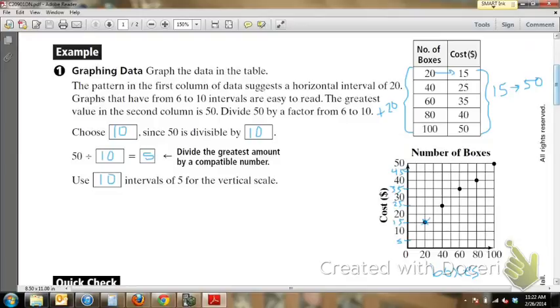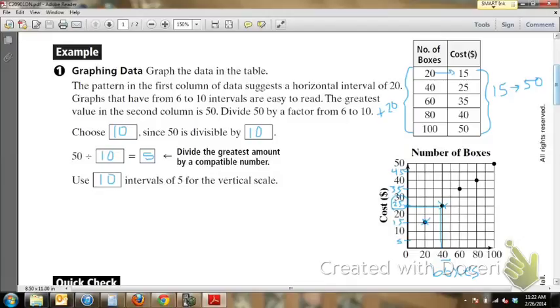20 boxes is $15. 40 boxes, so I go over to 40, is $25. Here's 25, and those two meet right here, so you put a dot where they meet. Okay, so you just put dots where the two numbers match up. And that's it. So now you try the quick check.